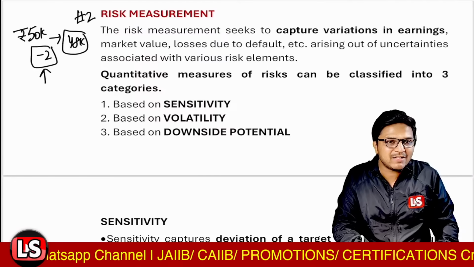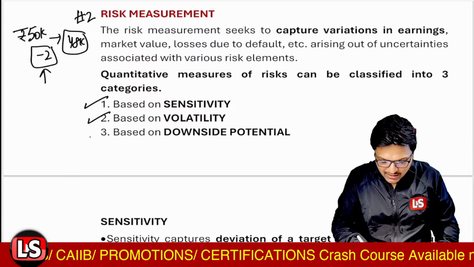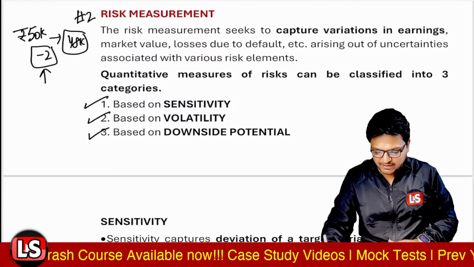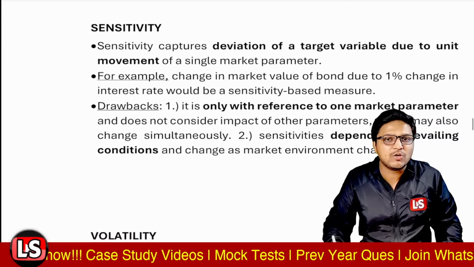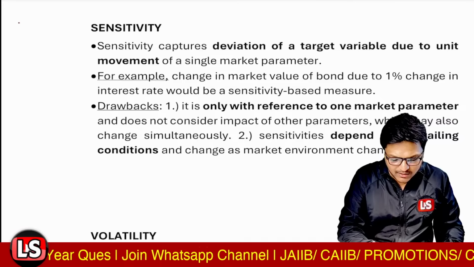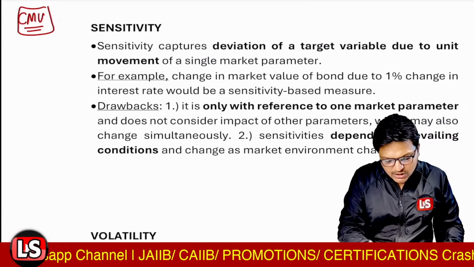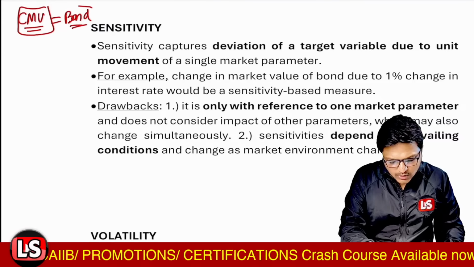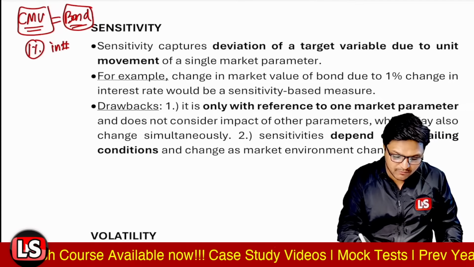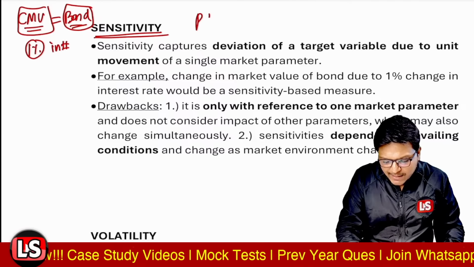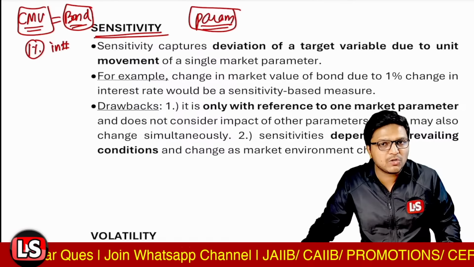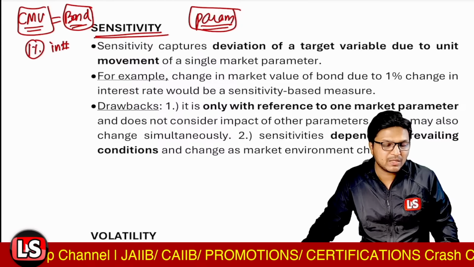So we can quantify the risk based upon three approaches: based on sensitivity, based on volatility, and based on downside potential. Now, first of all, we'll start with sensitivity. So sensitivity is actually related to what? You are going to capture the deviation of a target variable. Let's say we are looking at the change in the current market value of the bond. If you change the interest rate by 1%, that is a parameter we are considering, because sensitivity is actually related to what? When you're moving one parameter only, keeping all the other parameters fixed, what will be the change in the target variable? That's the main thing, right?